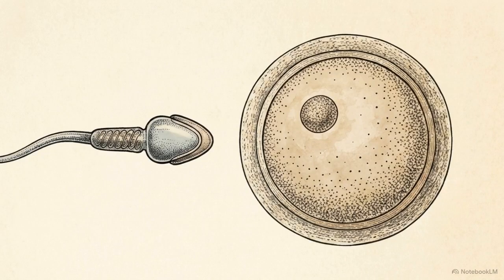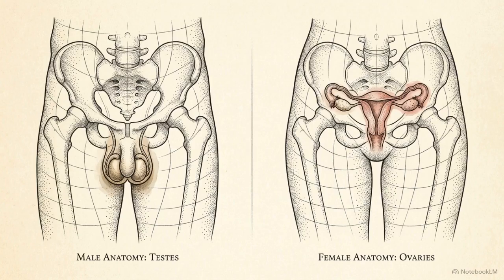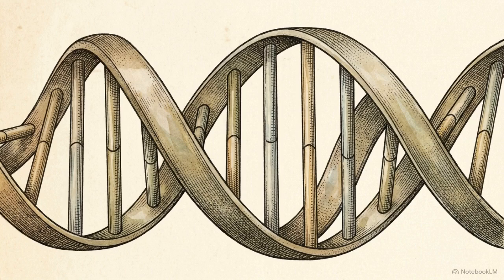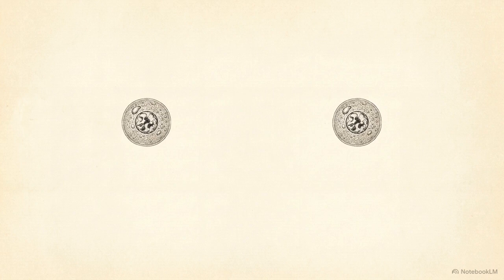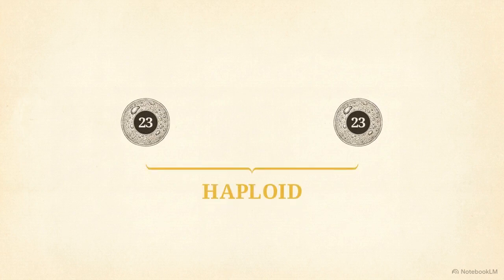The production of these gametes, sperm and ovum, is called gametogenesis. It occurs within the primary sex organs, the testes in males and the ovaries in females. Both systems face the exact same biological prerequisite. A standard human somatic cell contains a diploid count of 46 chromosomes. To create a viable embryo, both the male and female gamete must reduce that number by exactly half, down to a haploid state of 23.